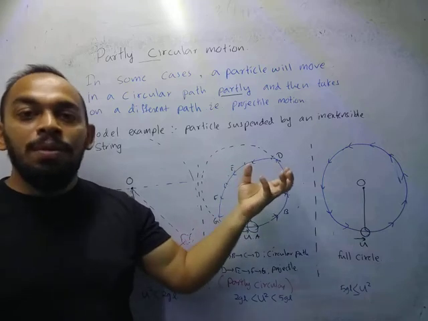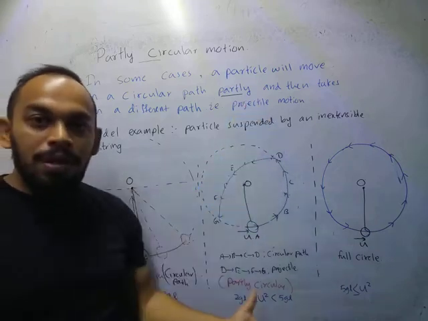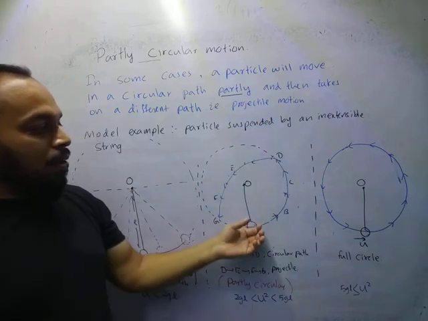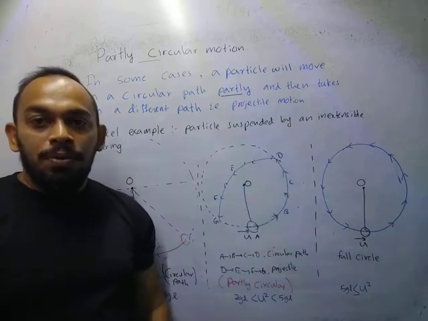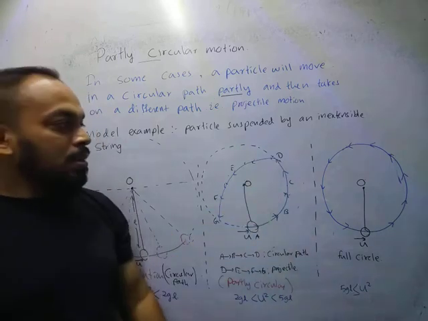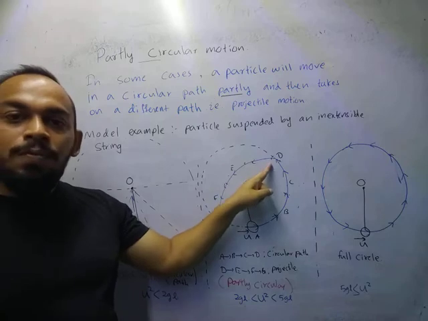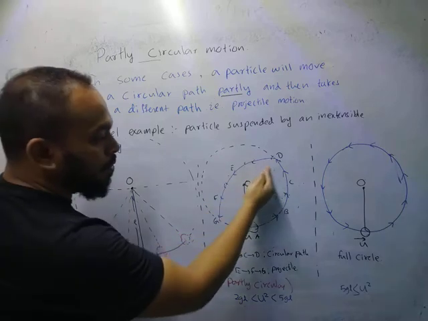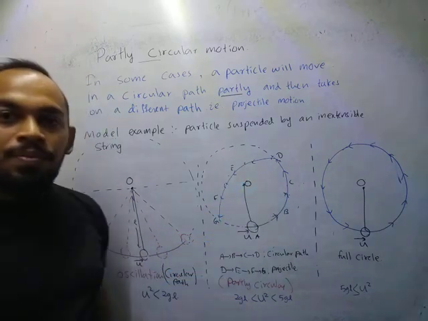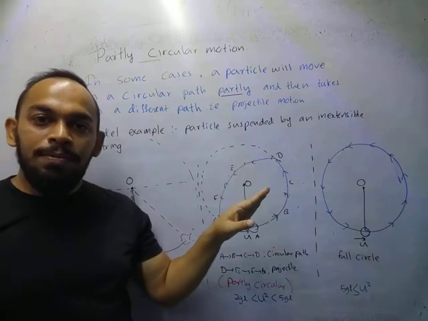That means velocity will be zero. In that case, the particle will drop, right? Or tension will become zero. Tension will become zero. So if tension becomes zero, which means no forces towards the center. No forces towards the center, right?